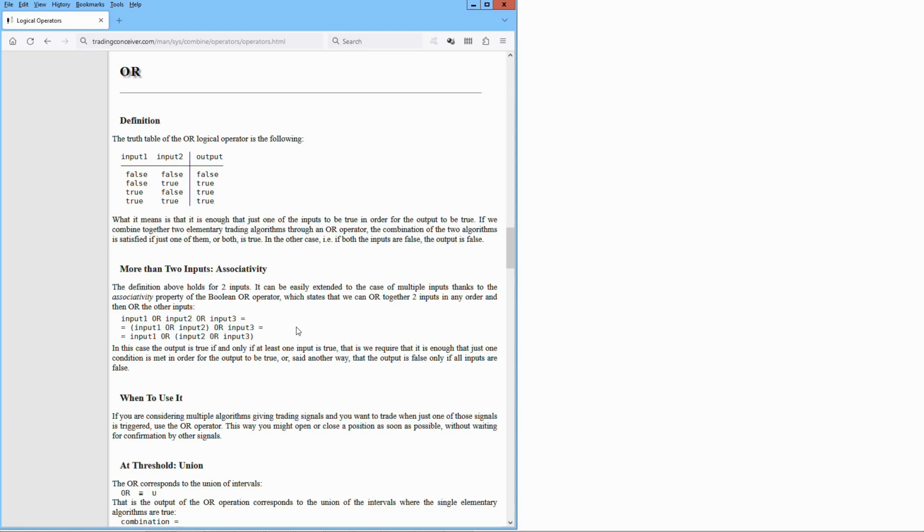In this case, the output is true if and only if at least one input is true. That is, we require that it is enough that just one condition is met in order for the output to be true. Or said another way, the output is false only if all inputs are false.